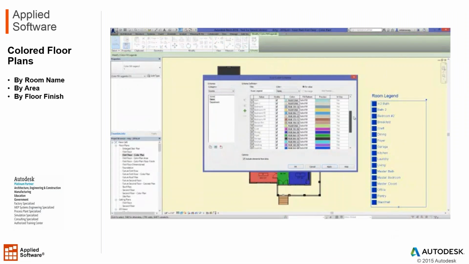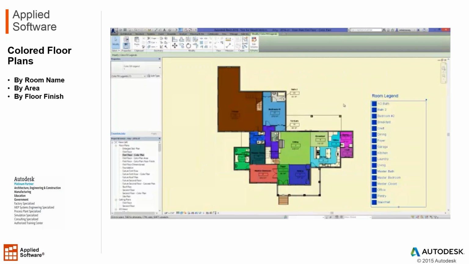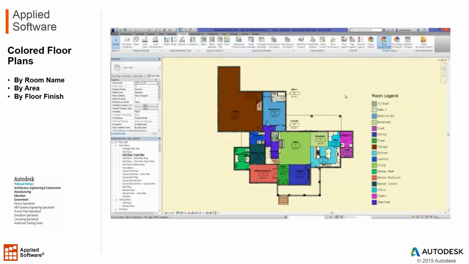You can also do things like change the colors. Like I don't like this black color it made for the garage, and so I'm going to change that to kind of more of a brown color. So you've got complete control over the colors that it uses in there as well. So there's my room legend calling out all the different rooms.